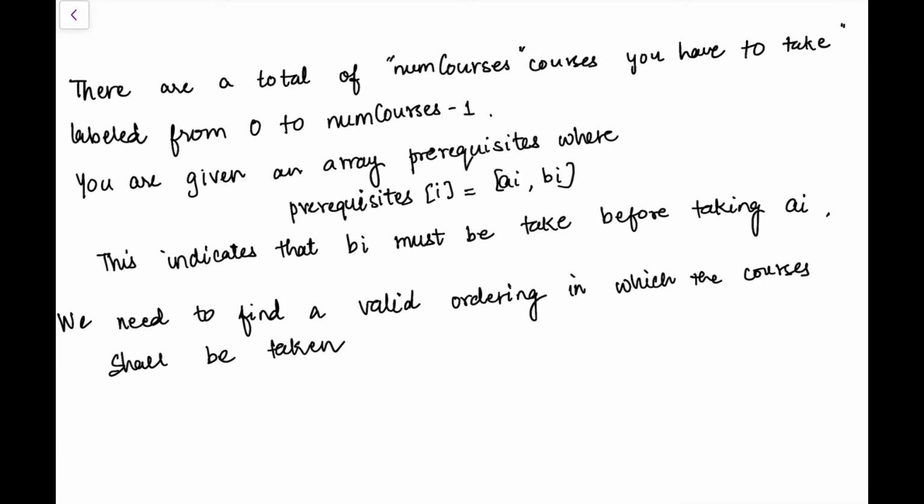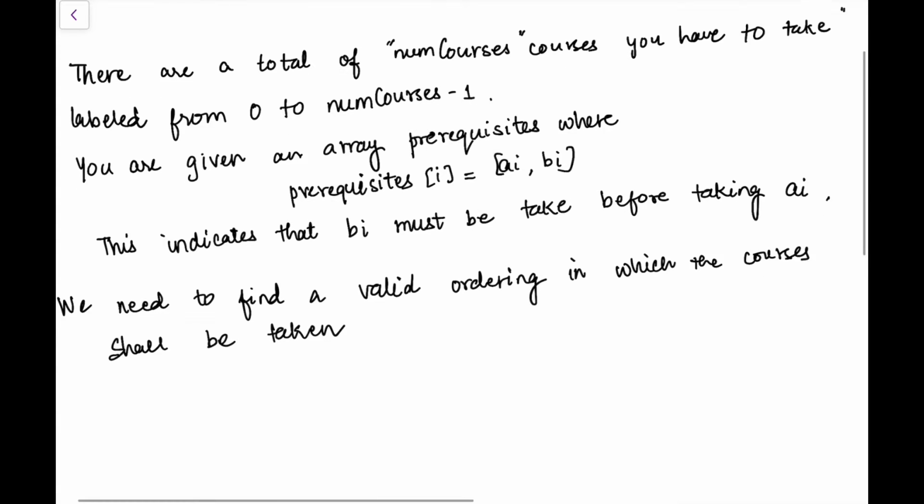So the question goes as follows: we are given some number of courses that we need to take, labeled from 0 to numCourses minus 1, and also we are given a prerequisite vector of vectors in which prerequisite i is a vector indicating two values, ai and bi. What these two values indicate is that bi should be taken first, followed by ai. So in this prerequisite array we will return the ordering in which the courses should be taken. Let's see how we can do this.